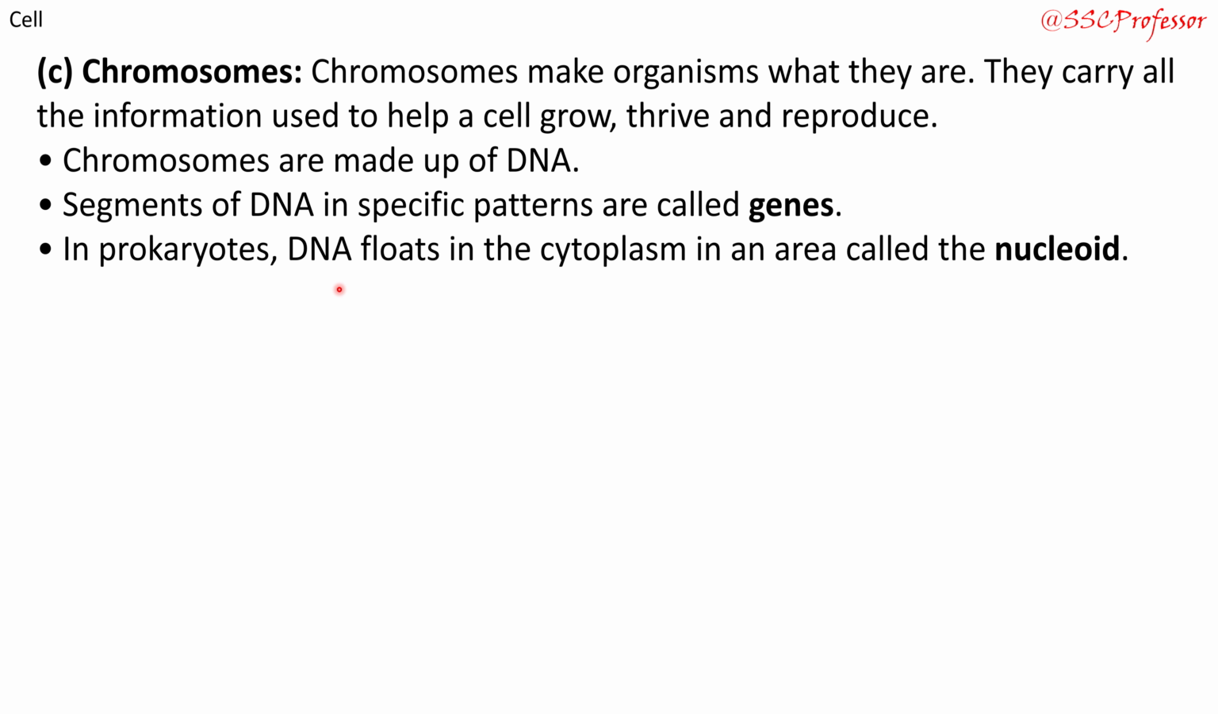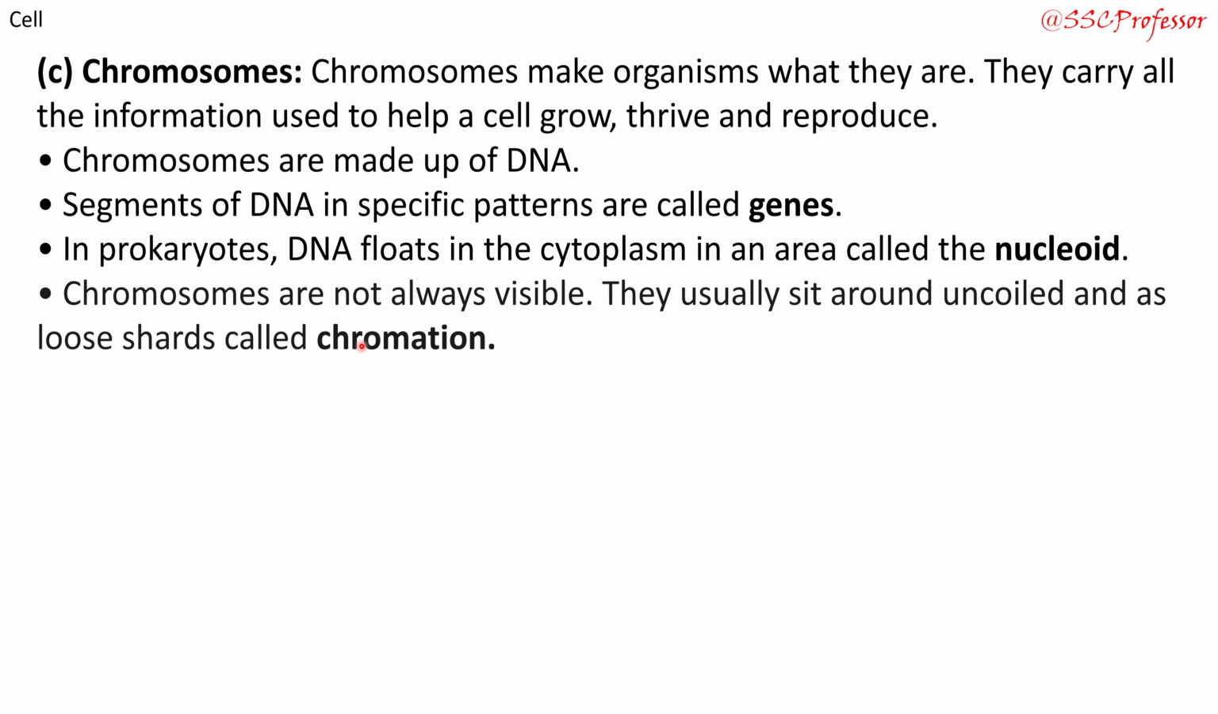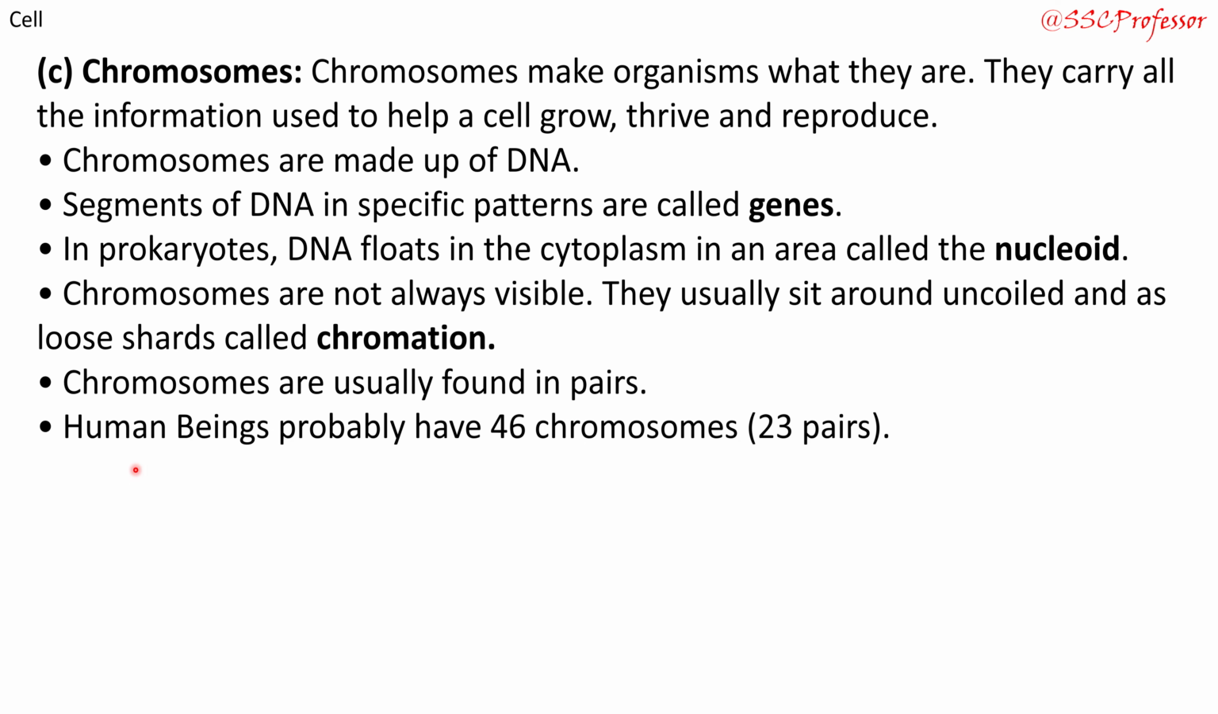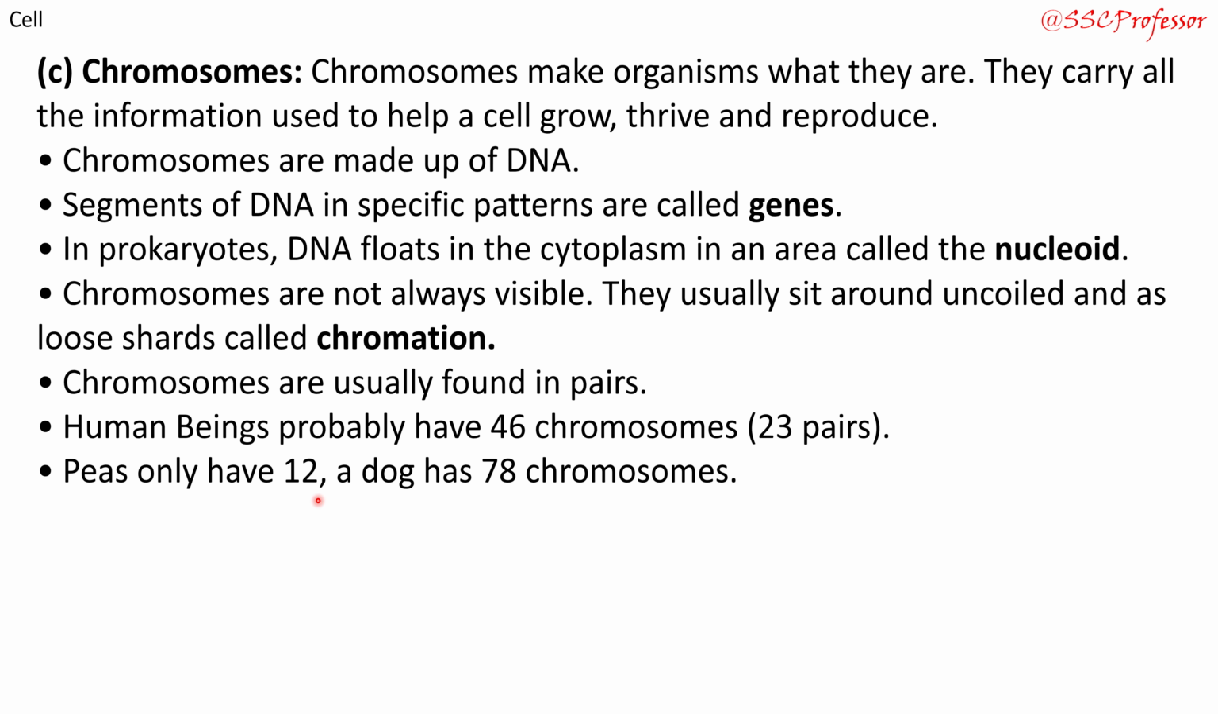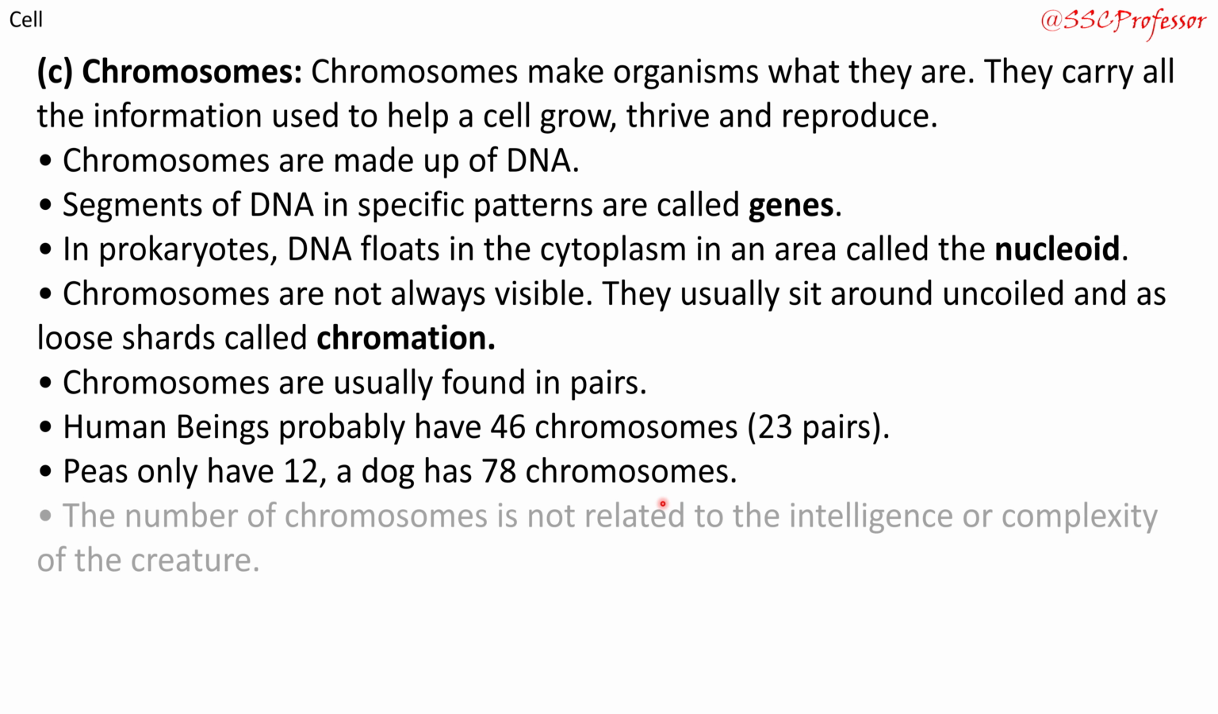In prokaryotes, DNA floats in the cytoplasm in an area called the nucleoid. Chromosomes are not always visible. They usually sit around uncoiled as loose strands called chromatin. Chromosomes are usually found in pairs. Human beings have 46 chromosomes, 23 pairs. Peas only have 14. A dog has 78 chromosomes. The number of chromosomes is not related to the intelligence or complexity of the creature.